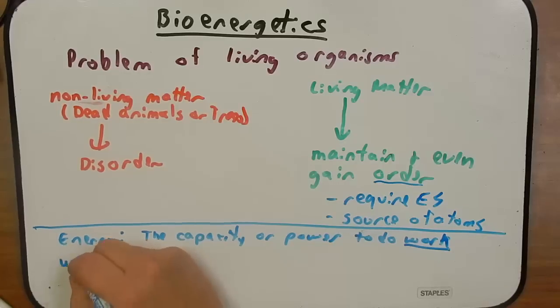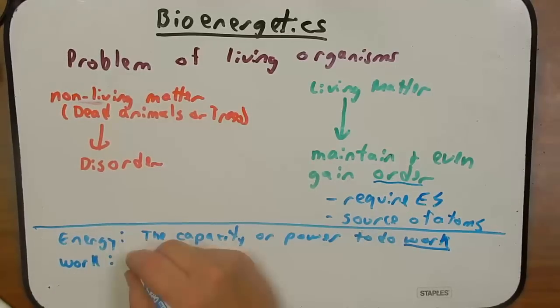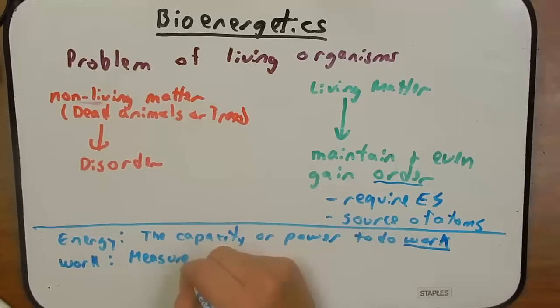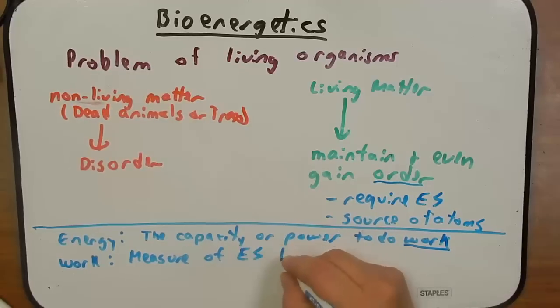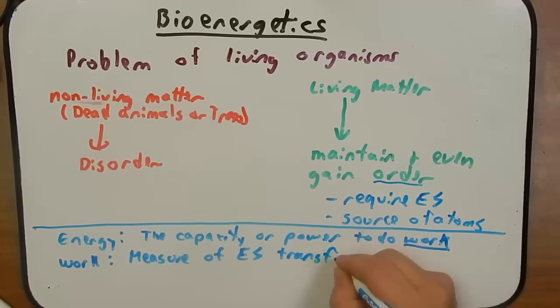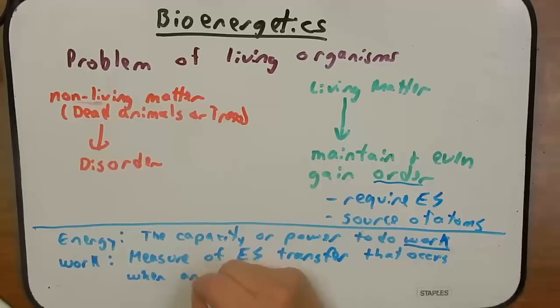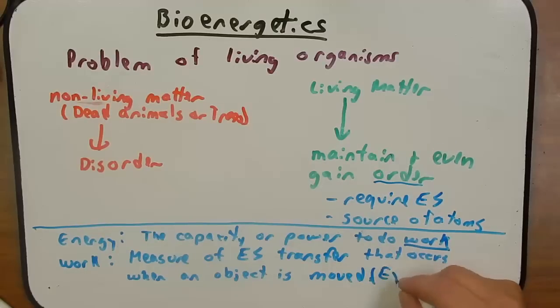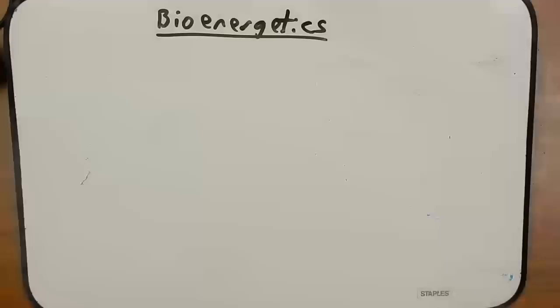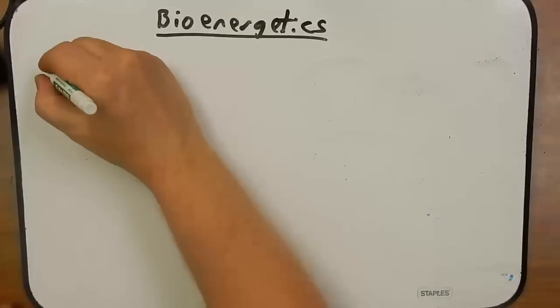Let's define work more formally here. And work is often defined as the measure of energy transfer that occurs when an object is moved, typically by an external force. Let's break down work based on the cell, based on cellular work. And so there's different kinds of work that we can talk about.